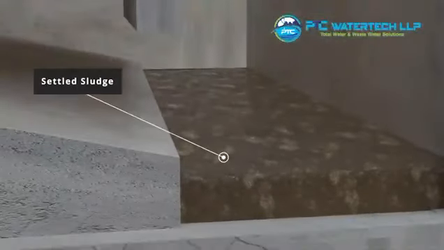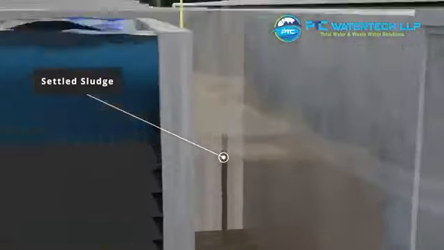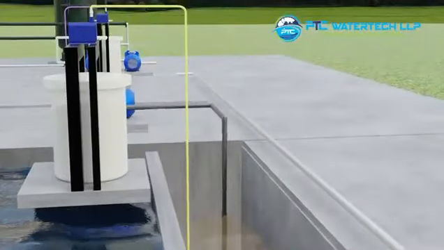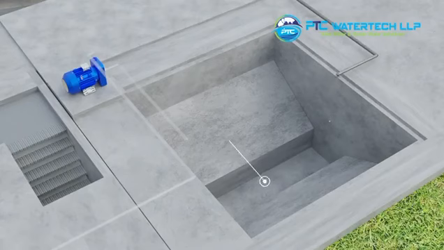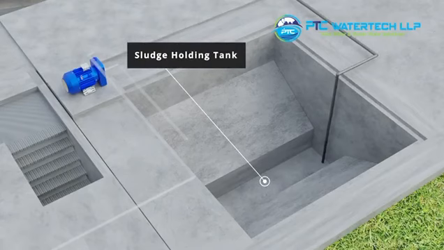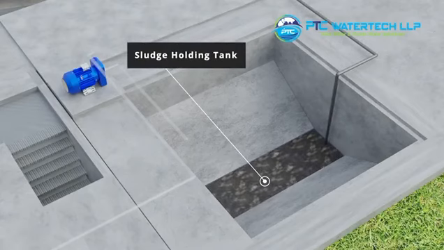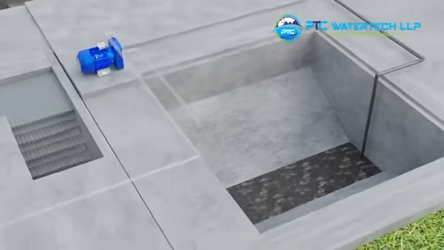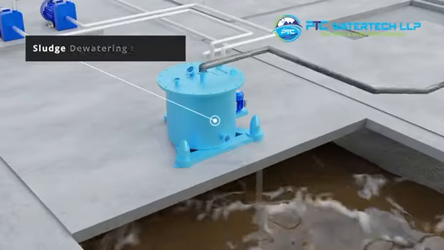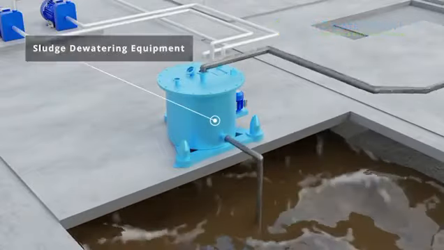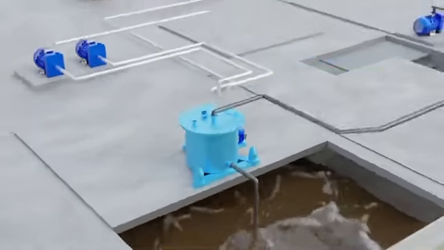Settled sludge from the tube settler will be removed by pumping it to the sludge holding tank, where it can be disposed out or recycled for sludge dewatering. The sludge dewatering equipment removes all the water from the sludge, and the water will be collected in the equalization tank for the further process.